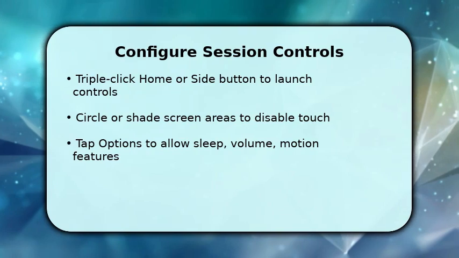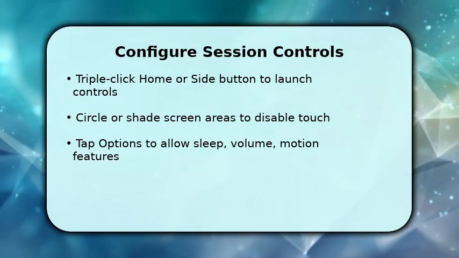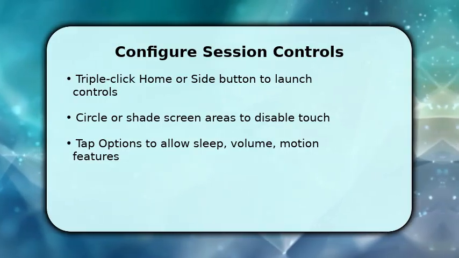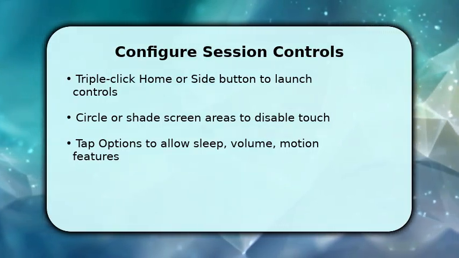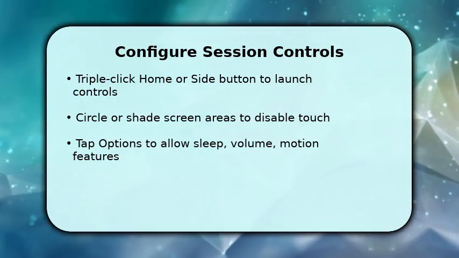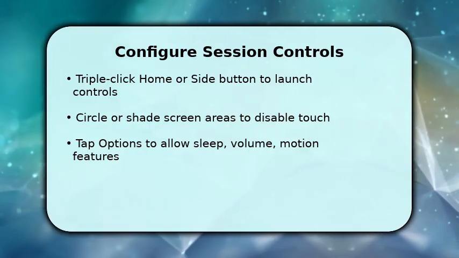Once the target app is open, triple-click the Home or Side button to reveal Guided Access controls. This is where you sculpt the experience. Draw with your finger to disable specific screen regions like buttons or ads. This stops accidental taps. Tap Options to toggle hardware buttons, touch, motion, keyboard, and time limits.